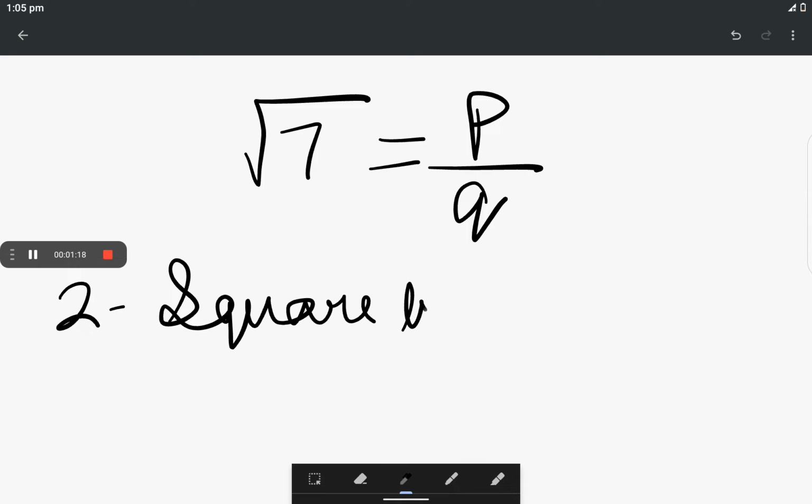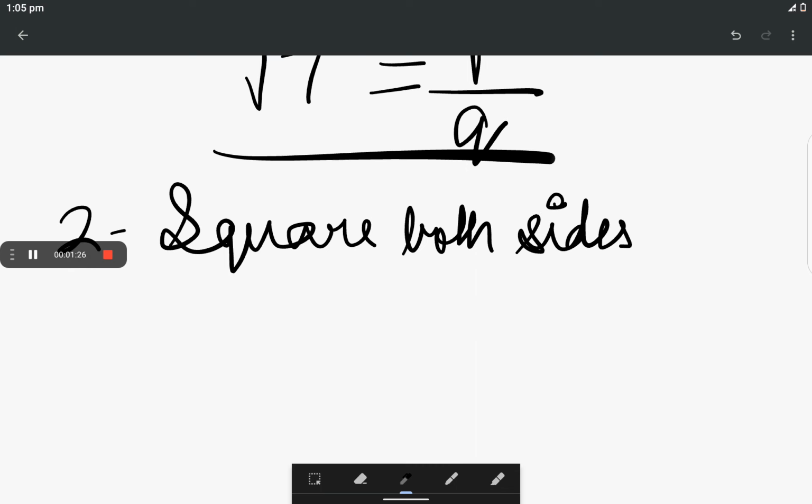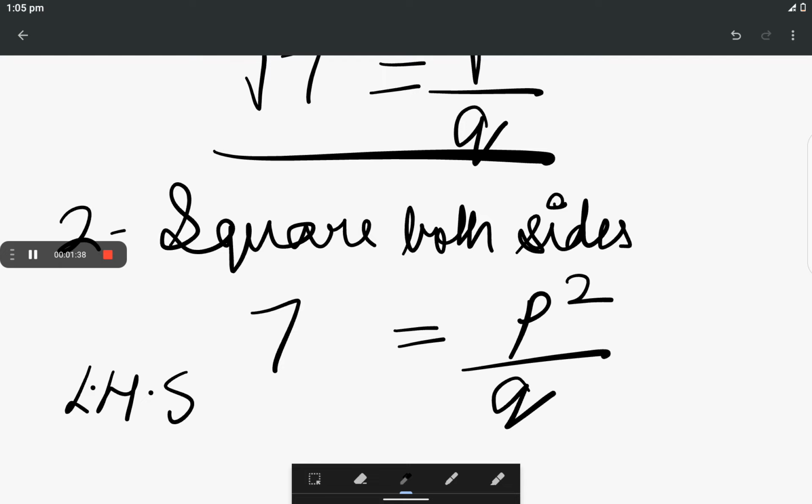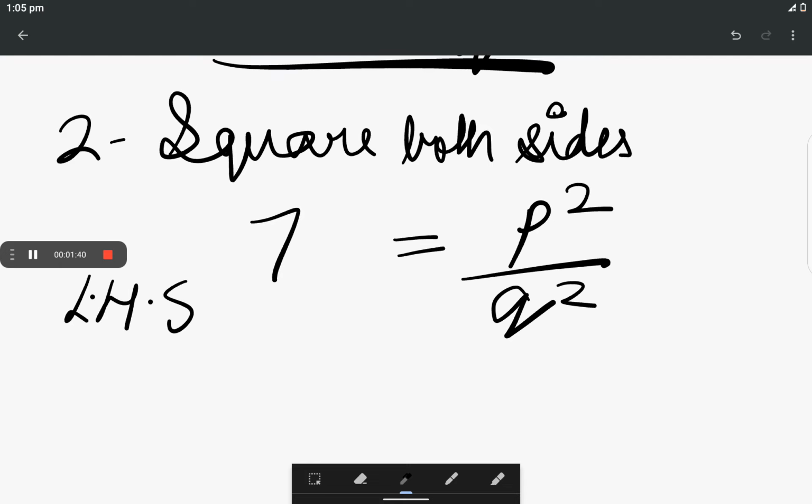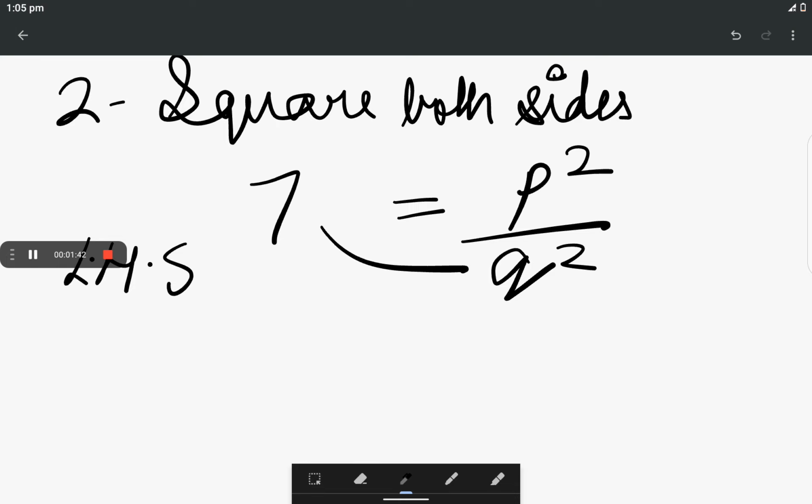Square both sides. So now when you square both the sides, one side will be 7, that is LHS, and the RHS would be equivalent to p square upon q square. So here we can see that 7 divides p square.